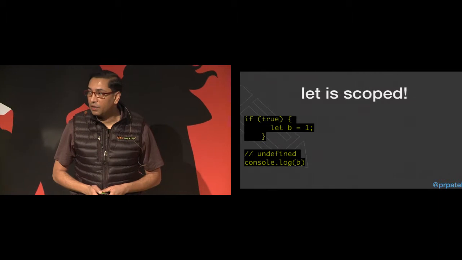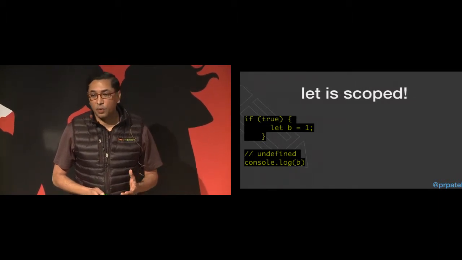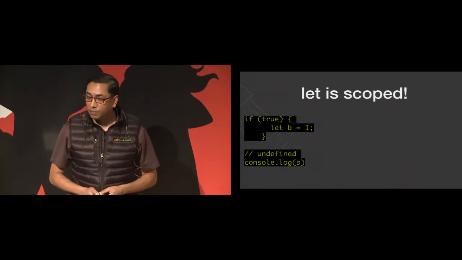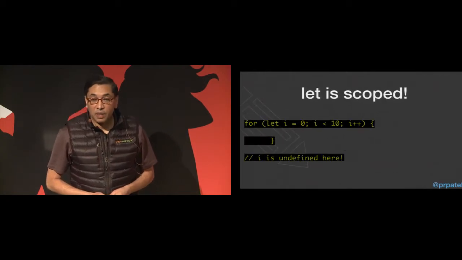Now, let is scoped. It's also scoped not just at the function level, but also at the block level. So when we look at an if block, that let b equals 1 will be undefined outside of the scope. It's relatively straightforward.